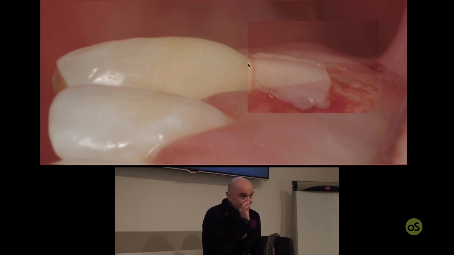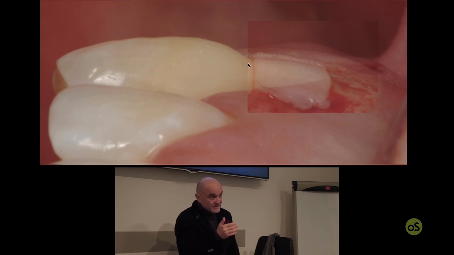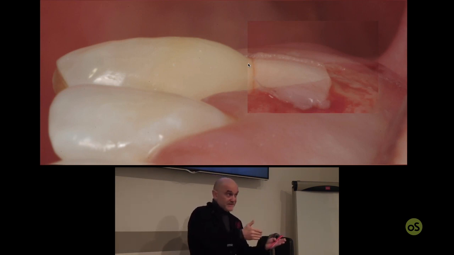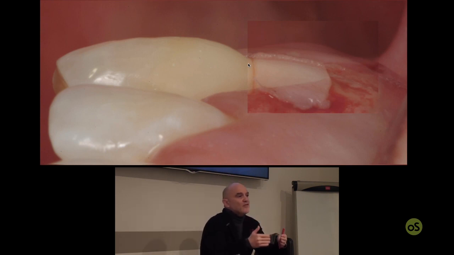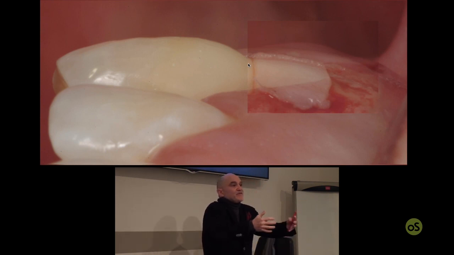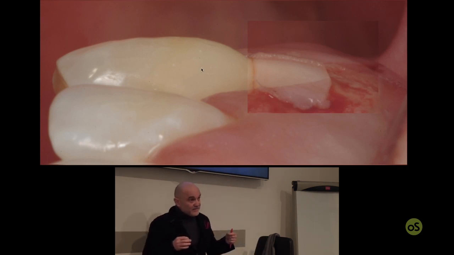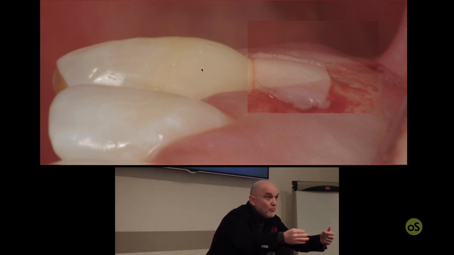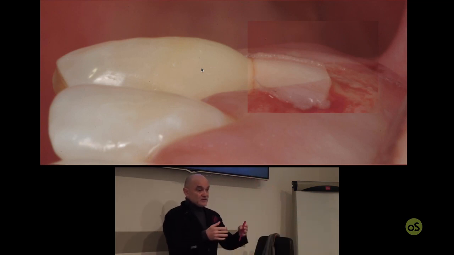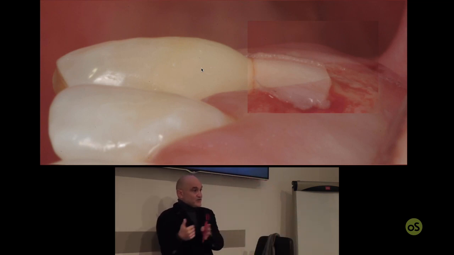Because during the advancement, the flap is advanced more coronal than the cemento-enamel junction. Yes, because we want to cover more, because we know that some shrinkage will occur. So if I have a recession, I will displace my flap more coronal than the cemento-enamel junction, to prevent the root from being exposed in the case of shrinkage. Do you follow me? Okay.